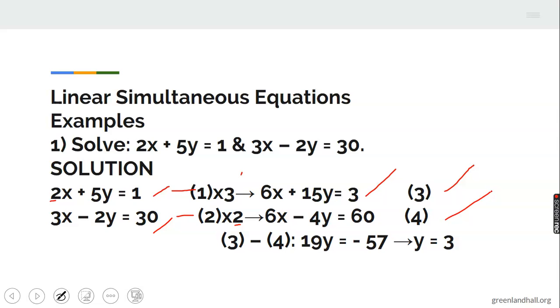So when I remove, x will cancel. So this one will now become plus. So I will have 19y equals minus 57. Then making y the subject, dividing both sides by 19, my y is minus 3.